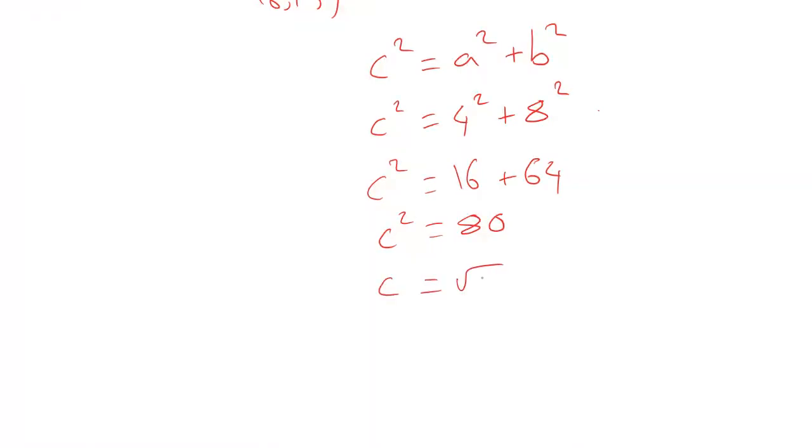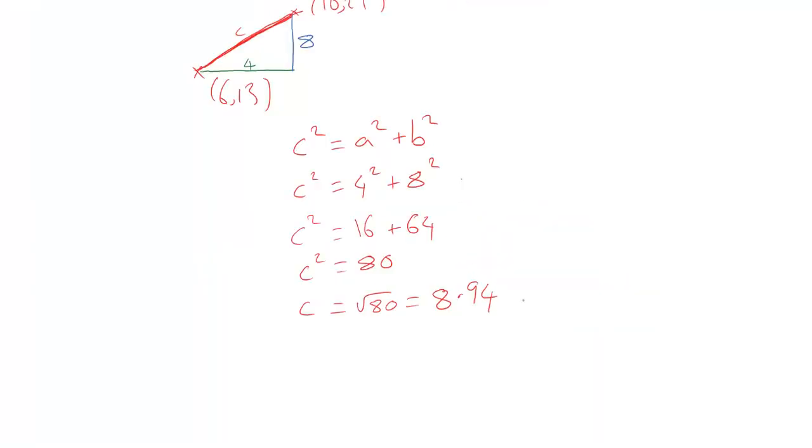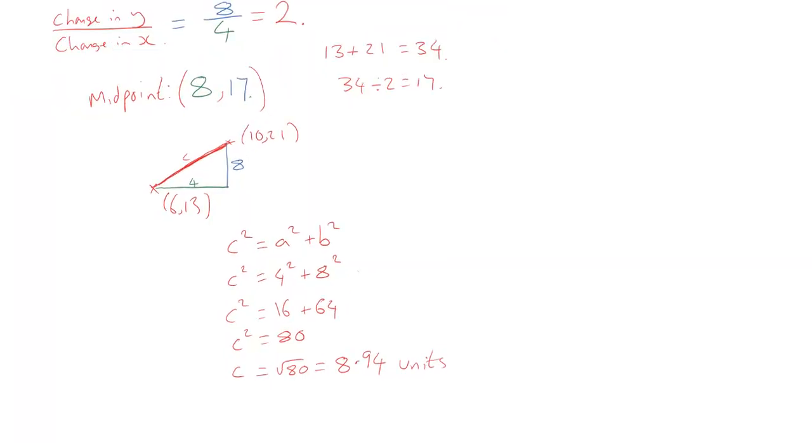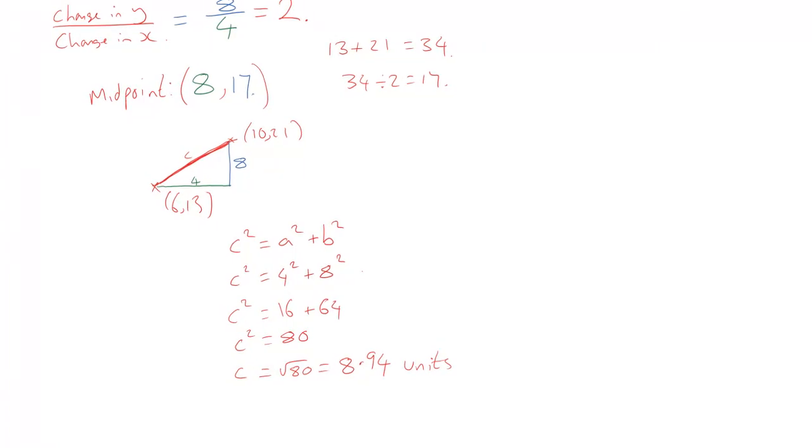Okay, c is going to be the square root of 80, which, if we want it as a decimal, is going to be 8.94. Okay, now they're just going to be generic units because we haven't got any centimeters here. So there we go. We've got the answer. We've got a gradient of 2. We've got a midpoint as well of 8, 17. And we know the length between those two values is 8.94.